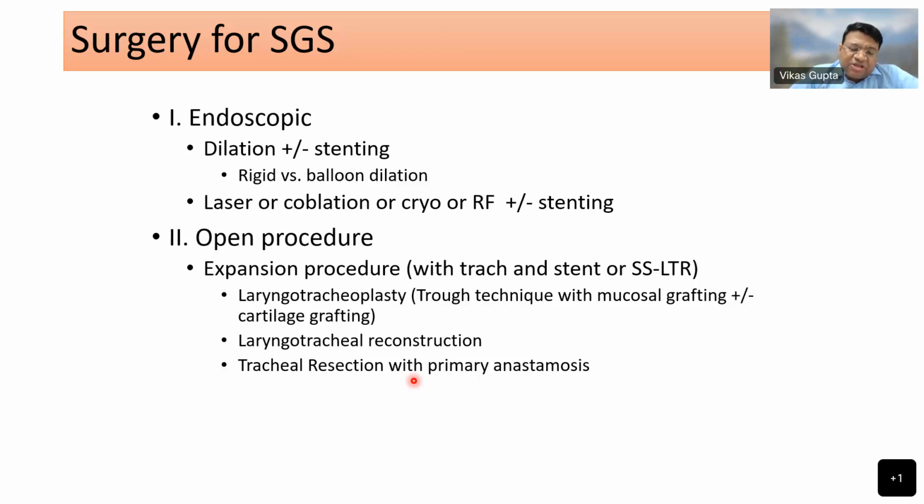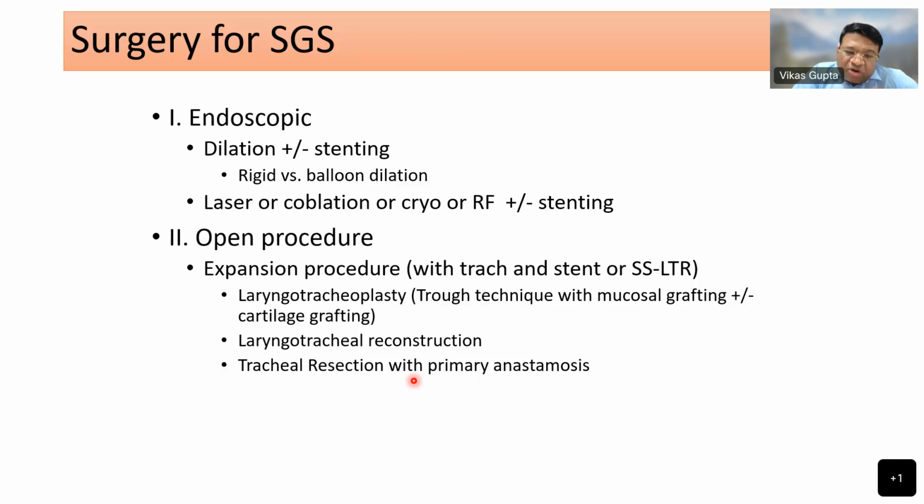Now this stenotic segment can be released with a laser or coblation or cryo or radio frequency, and stenting can be done. So the most common procedures which can be done endoscopically, that is without opening the trachea from the front, are dilatation and stenting, and laser or coblation, cryo, RF, that is removal of the stenotic tissue, and stenting. The other procedures are the open procedures. These are the expansion procedures where you remove the tracheal or the stenotic segment or the tissue which is causing the stenosis, and then you do the reconstruction.